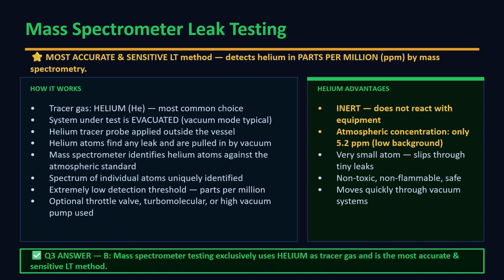The test component is usually evacuated. Helium tracer gas is introduced outside the component. If a leak exists, helium enters through the leak path. The mass spectrometer identifies helium atoms based on their atomic mass. Because helium concentration in normal atmosphere is extremely low, the detector can easily distinguish tracer helium from background gases. This allows detection of extremely small leaks, far smaller than bubble testing, far smaller than pressure change testing, and typically more sensitive than halogen methods.